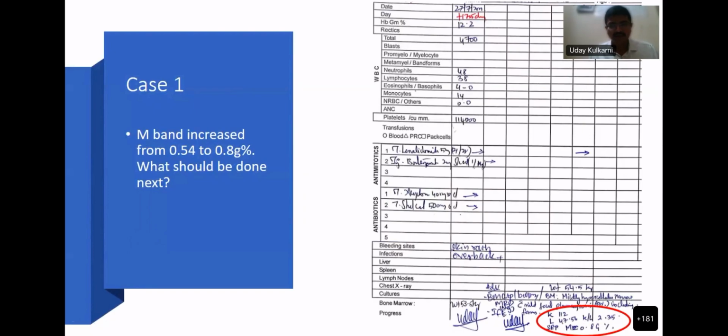Next thing that happened is, on routine follow-up at 6 months, this patient came and we did free light chain ratio, which was again 2.35, kappa of 112, lambda of 47. Serum protein electrophoresis M band increased from 0.54 to 0.8. So we were a bit concerned here about what needs to be done further. Anybody would like to take this question? What should be done next?